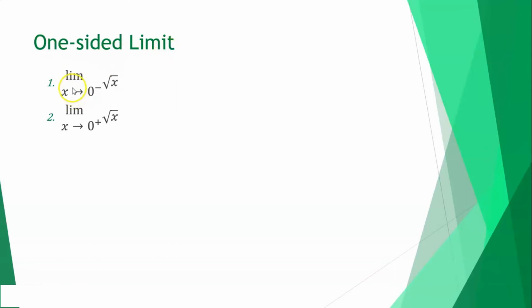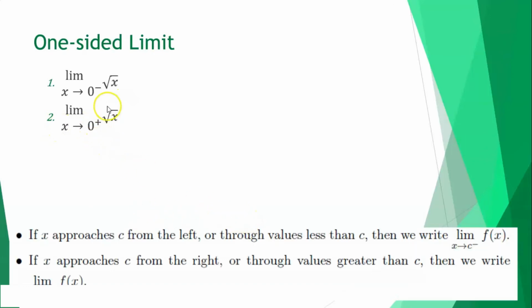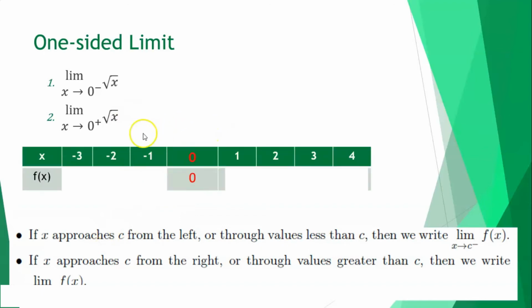One-sided limit. Number 1, what is the limit of the square root of x as x approaches 0 from the left? Number 2, what is the limit of the square root of x as x approaches 0 from the right? Take note, if the exponent here is negative, it indicates from the left, and if it is plus, it indicates from the right. Making use of a table of values, we have 0, so the square root of 0 is 0. Substituting the numbers to the right of 0, the square root of 1 is 1, then the square root of 2, the square root of 3, and the square root of 4, which is 2.